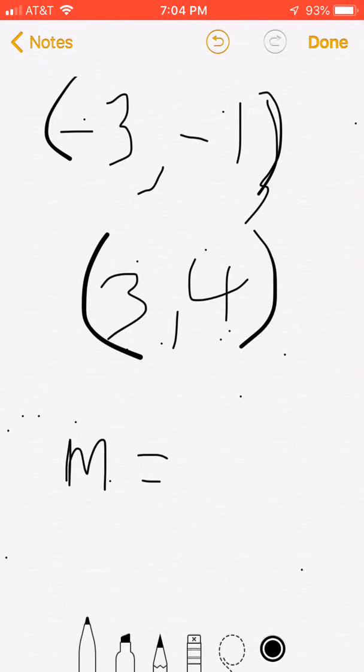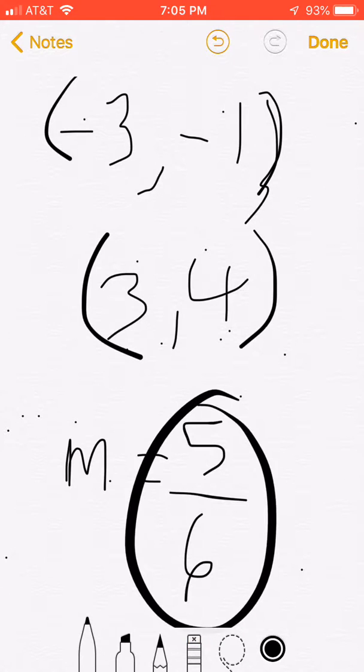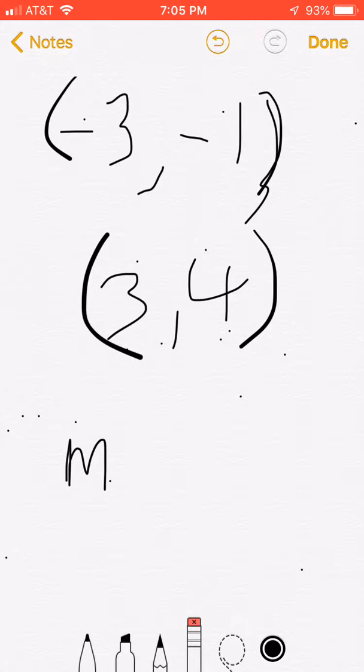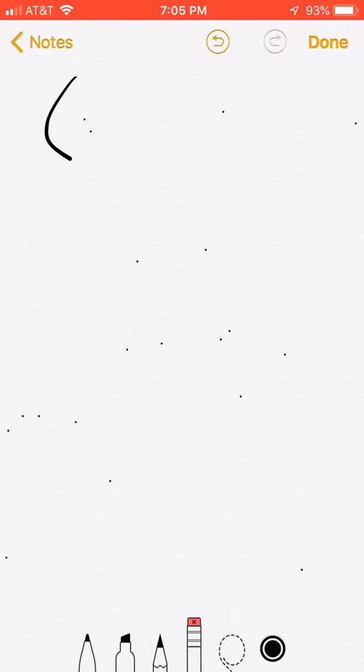m equals -1 minus 4, which is -5, over -3 minus 3. And -3 minus 3 is -6. Two negatives make a positive, so we slash those out to get 5 over 6. So our answer is 5 over 6, and you can just leave it like that. Boom, you got 100 on the question. Woohoo! Super simple, nothing to worry about.